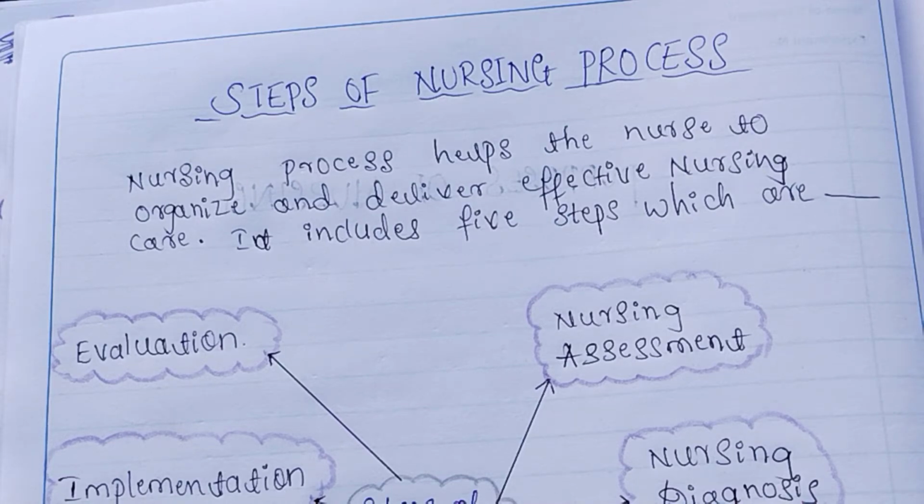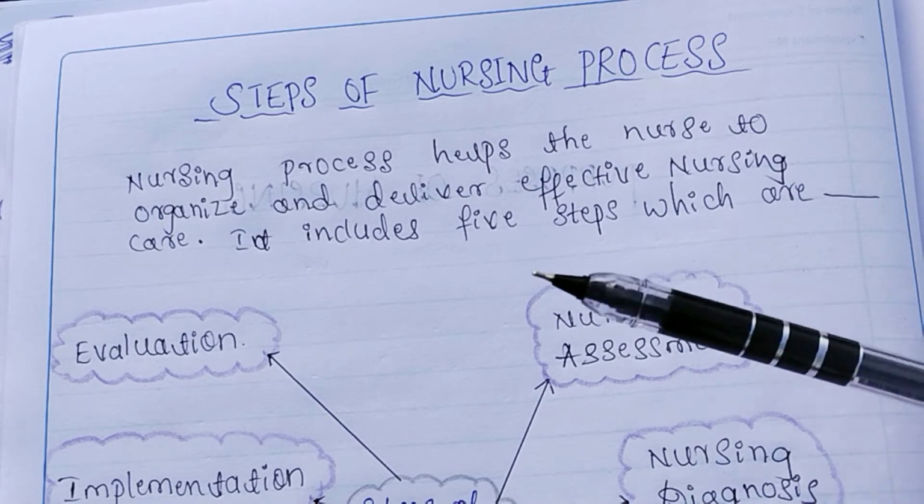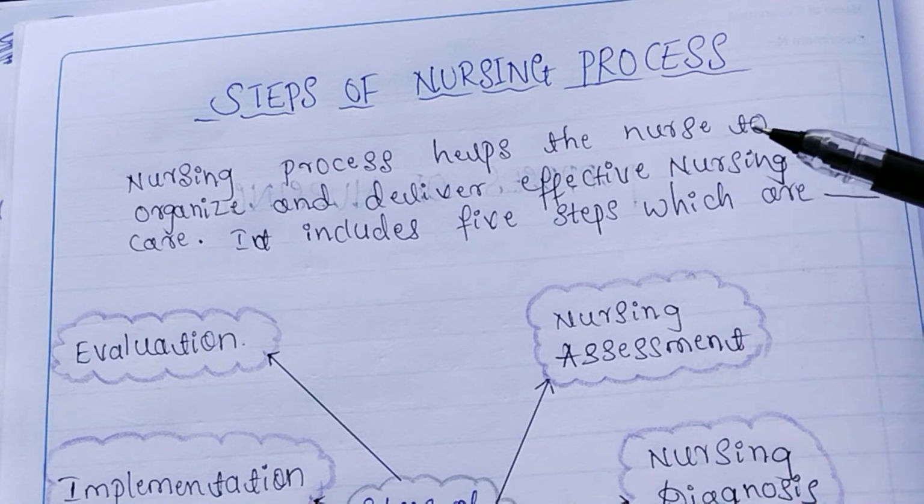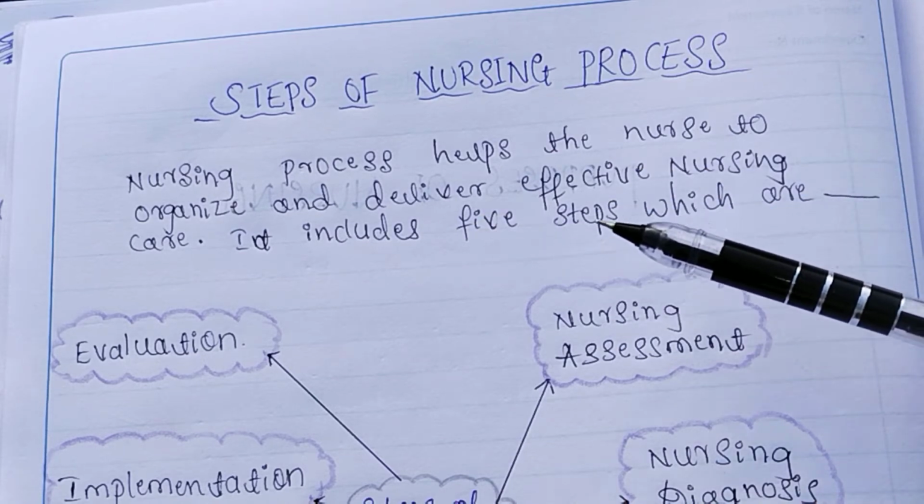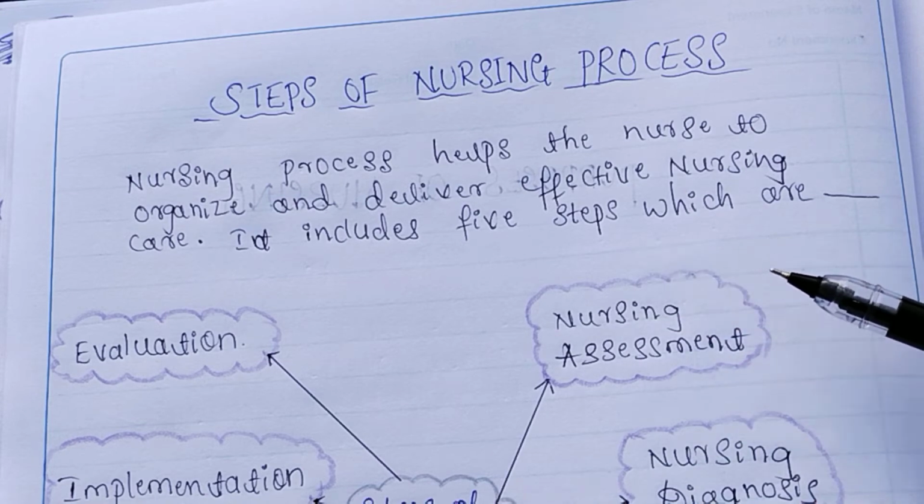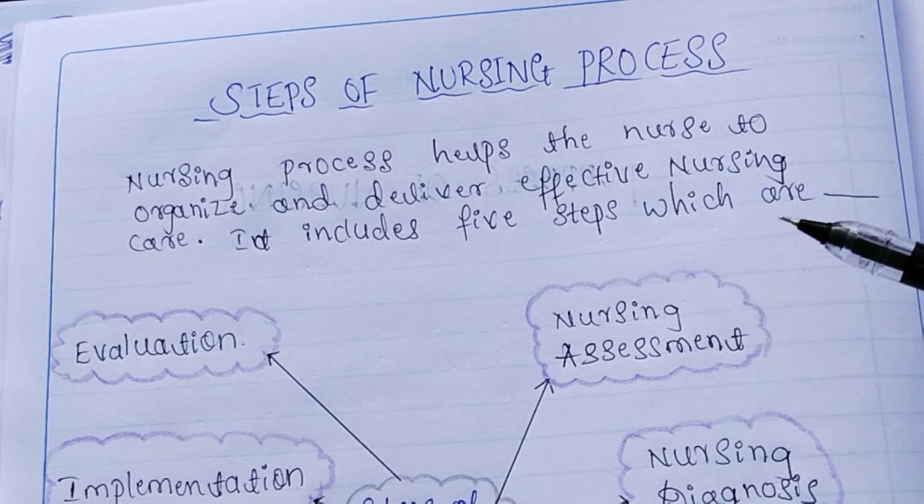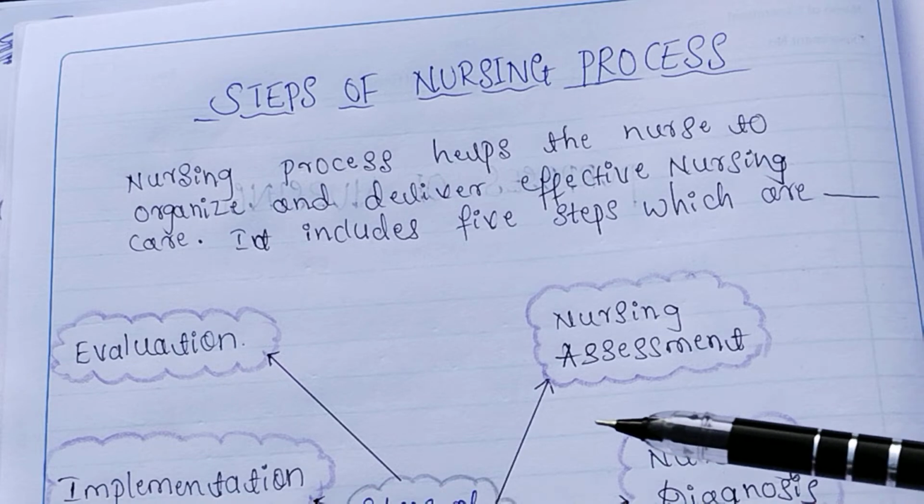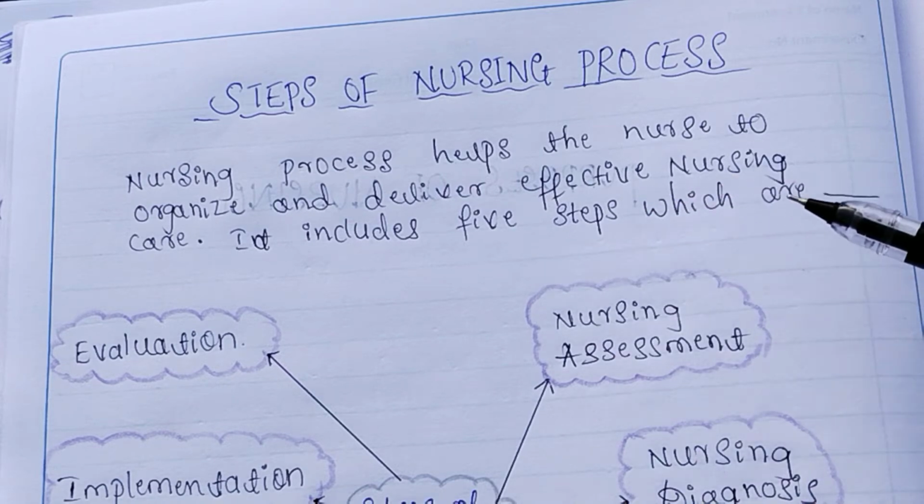So in this video we are going to study the steps of the nursing process. The nursing process helps the nurse to organize and deliver effective nursing care. It includes 5 steps, right?